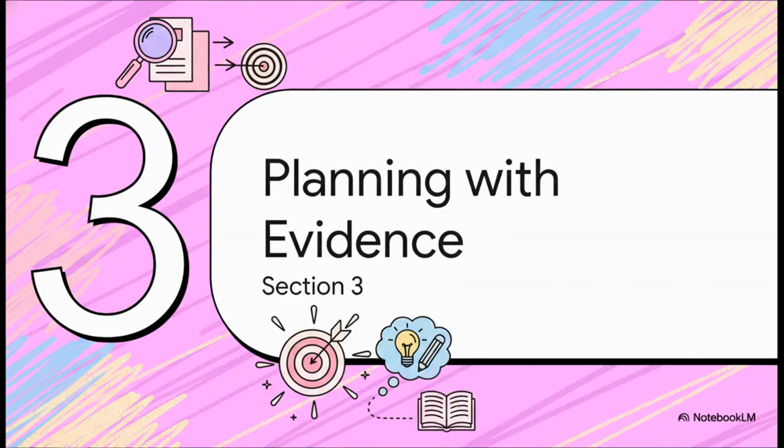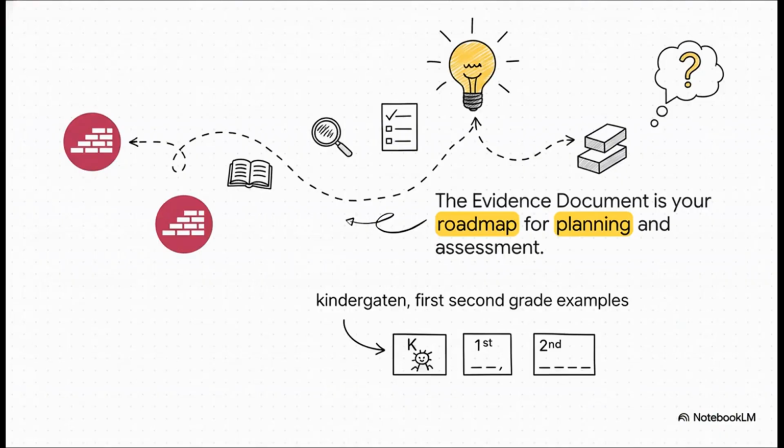Okay, let's shift gears to planning. We're going to look at how we can use the evidence document, our first key resource, to make our instruction totally laser-focused and effective. Think of this document as your secret weapon. It literally shows you exactly what counts as evidence of student learning for this standard. It's packed with teacher prompts, what you can expect students to say, and examples for kinder, first, and second grade. It just takes all the guesswork out of planning.